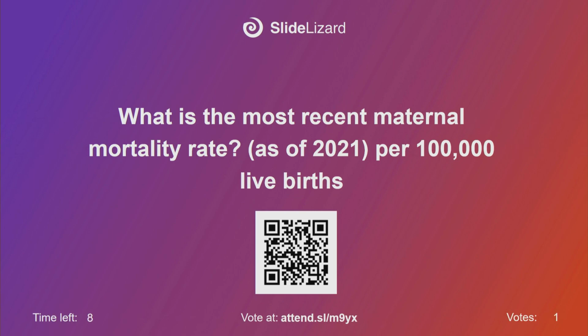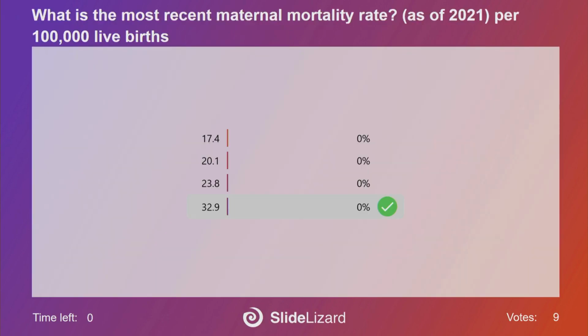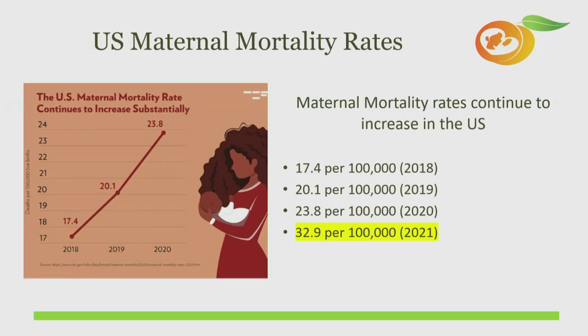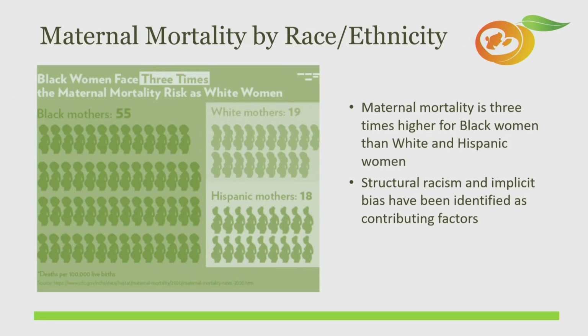What is the most recent maternal mortality rate as of 2021? Looks like 80% was correct, 32.9. So you can see here, again, I'm not going to spend too much time on these. You've seen these at different points, but you can see our maternal mortality rate is increasing. We know there's a significant disparity in health outcomes.